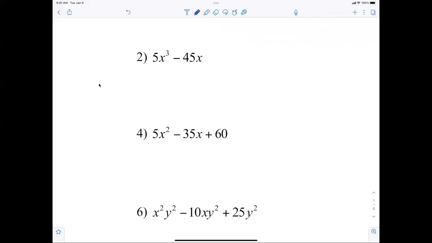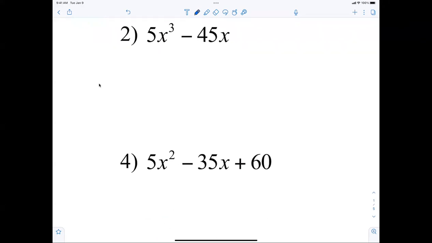All right, today the main thing is every single time you have to look for a what? Yeah, GCF, greatest common factor. All right, you have to look for a GCF. So in question number 2, no playing today. What's common?